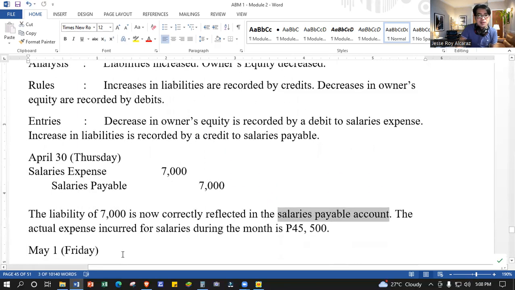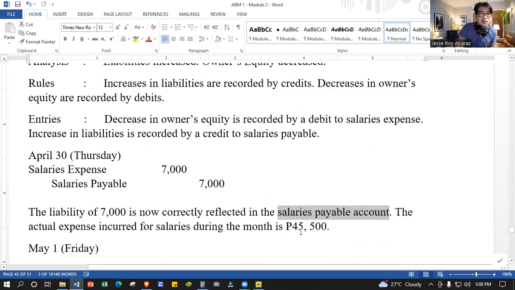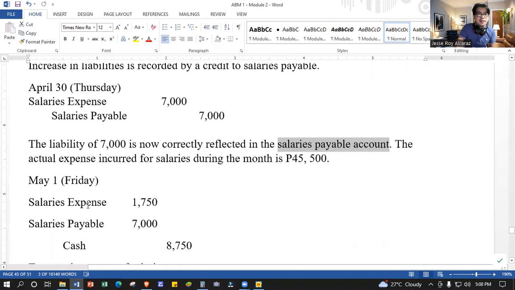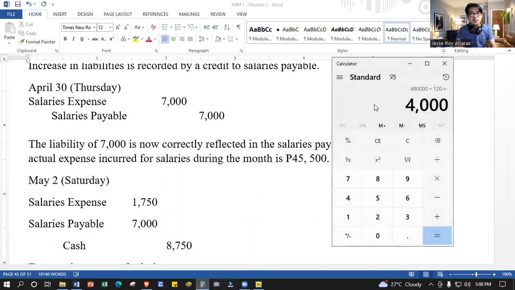The actual expense incurred for salaries during the month is 45,500. On May 1, no, it should be May 2, because it is a 6-day work week. Saturday, then 350 times 2 days times 5 employees. So 3,500.